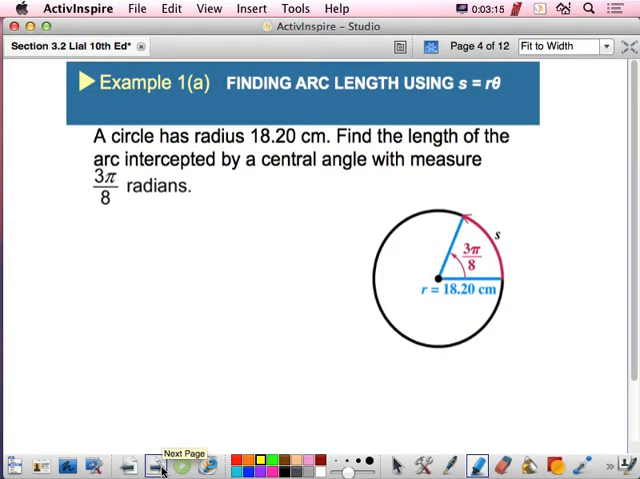So here's our first example. We have a circle that has a radius of 18.20 centimeters, and we would like to find the length of the arc intercepted by a central angle that measures 3 pi over 8 radians. So we've already drawn a little picture of it. Here's a circle, has a radius of 18.20 centimeters. We've drawn the angle, 3 pi over 8, and I'm looking for S, which is this distance right here.